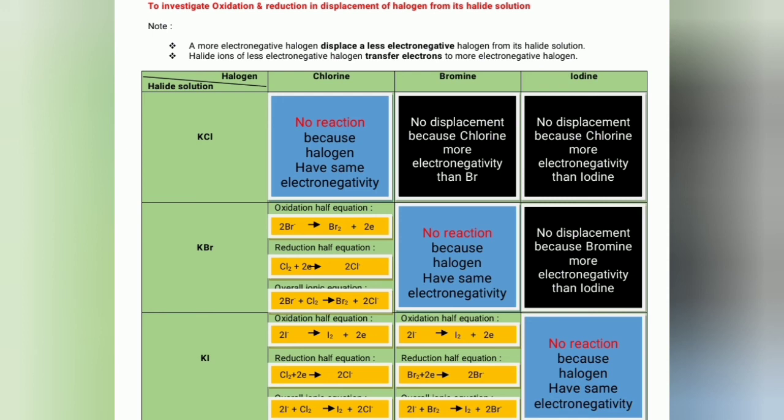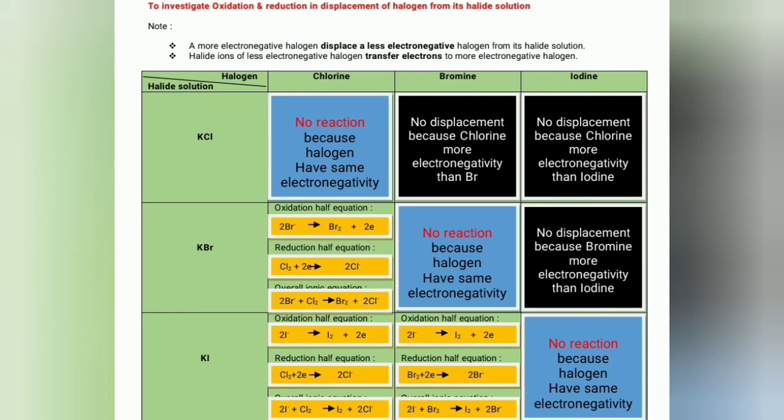Halogens are good electron acceptors and therefore are good oxidizing agents. When going down group 17 of the elements, the size of the halogen atoms increases. The distance between the nucleus and its valence electrons at the outermost shell increases. So the ability of the atom to accept electrons to form halide ions decreases. The electronegativity of the halogen decreases.